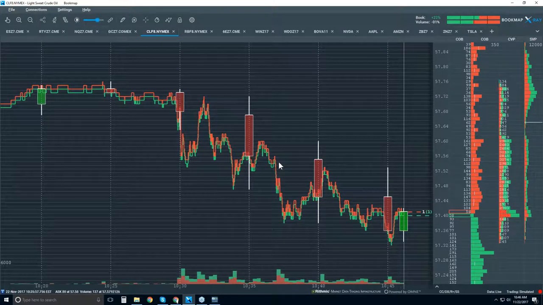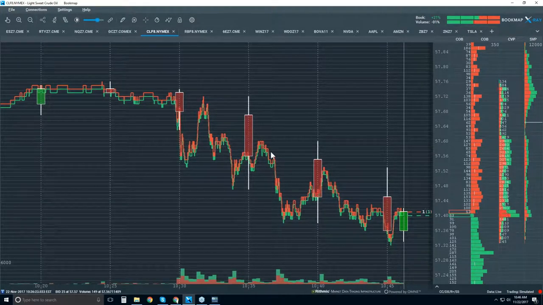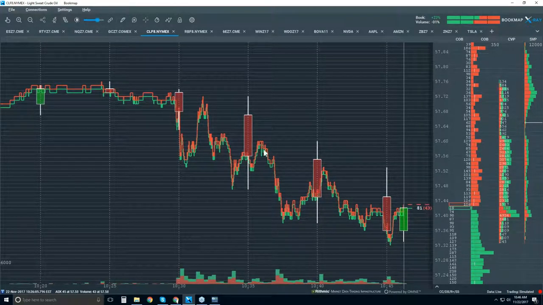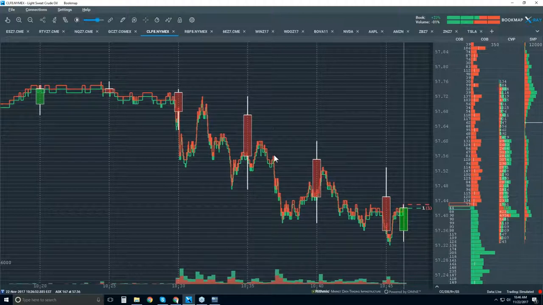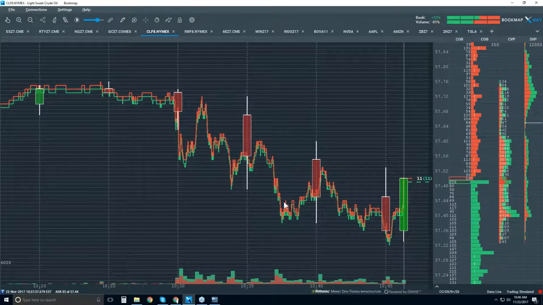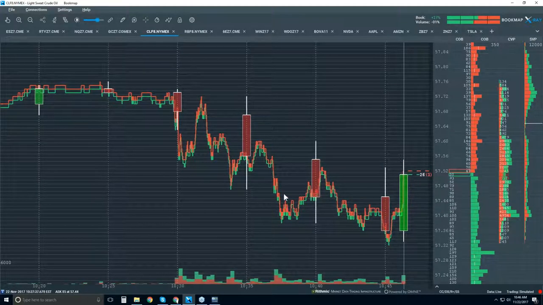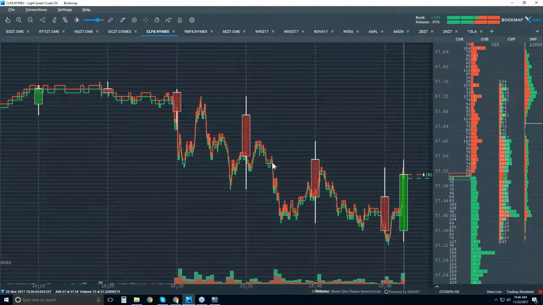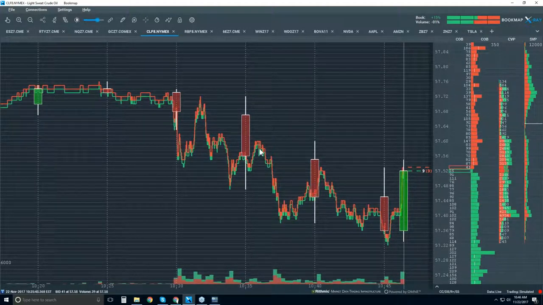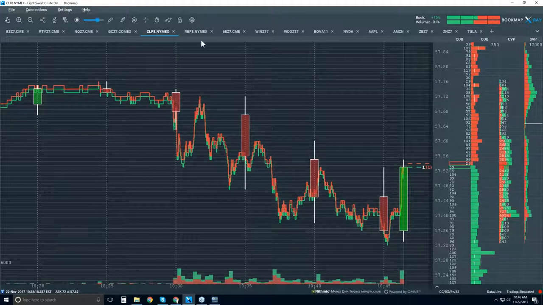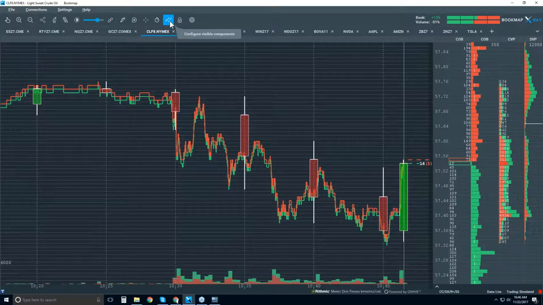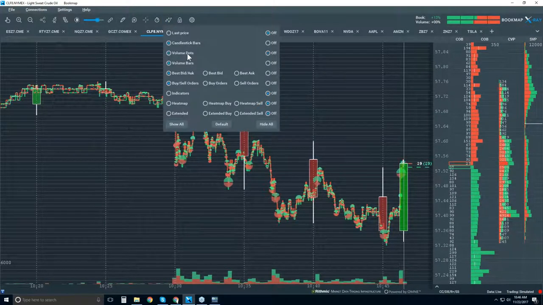We actually see a little microstructural pattern of exactly what we're talking about right here. Here's a little structure. We broke it. We came back. We retested where we broke from, and then we continued to the downside. So understanding that microstructure already gives us tremendous insight to what's going on with price. Let's put on the volume though, okay?